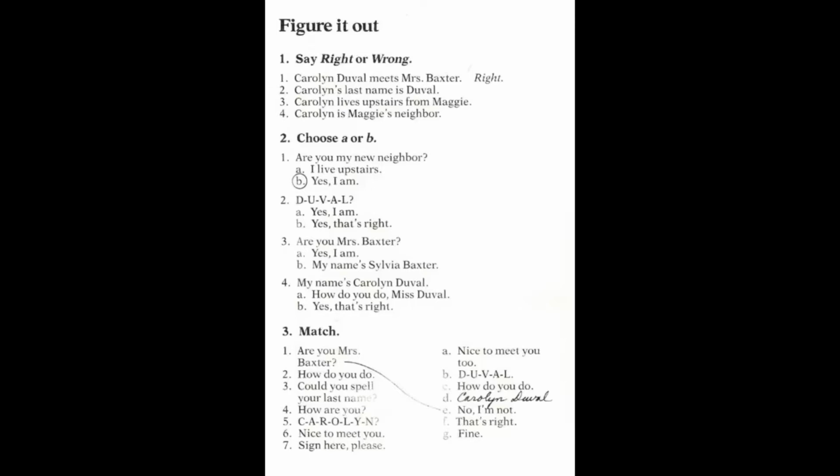Number 4, how are you? Which one is right here? Alright, G, fine. Fine is correct. Number 5, C-A-R-O-L-Y-N. What do you think? That's right, F is the correct answer indeed. Right. Number 6, nice to meet you. So? Sure. Thank you, that's correct. A, nice to meet you, too. And the last one, sign here please. Sure. Part D, we can see Carolyn Duvall is a signature, the way she writes her name. Well, thanks. You've done a great job. Alright, let's go to the next part.